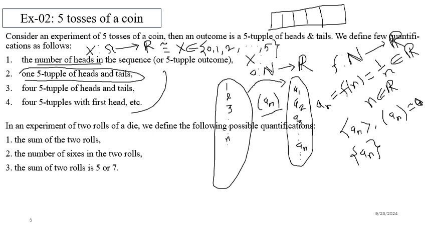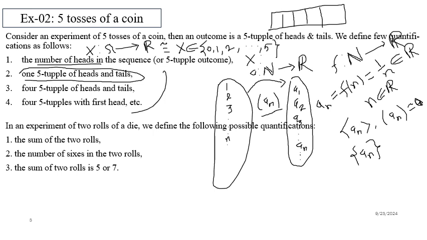Number of sixes: if you are getting 1 1, how many 6 do you observe there? 0. If you are getting 2 2, 0. So all those outcomes which do not have a 6 will map to 0, and where a single 6 is observed, it will map to 1, and where a double 6 is observed, it will map to 2. So there are 3 possible values X is observing: 0, 1, 2.